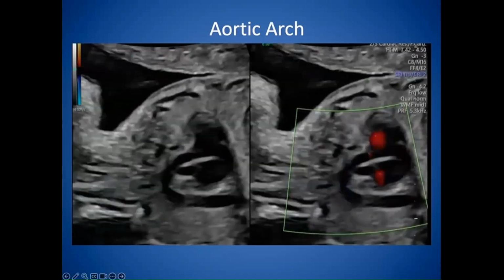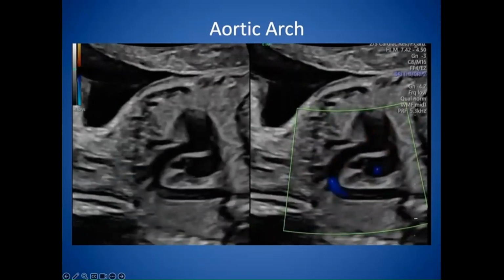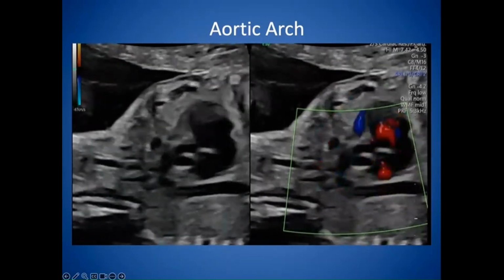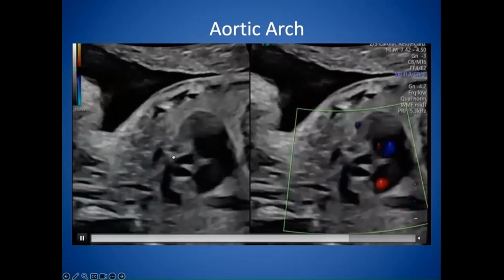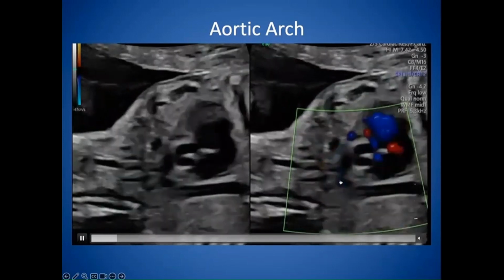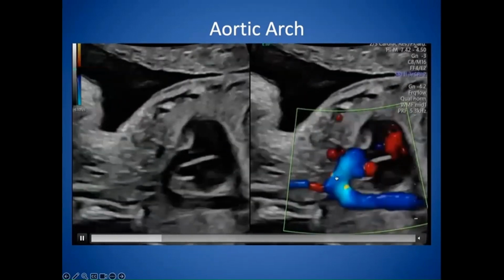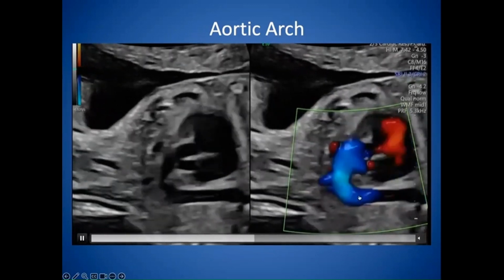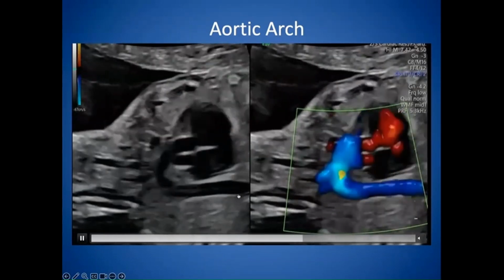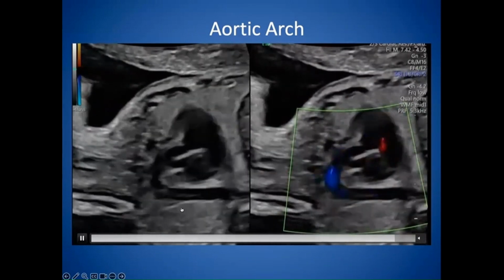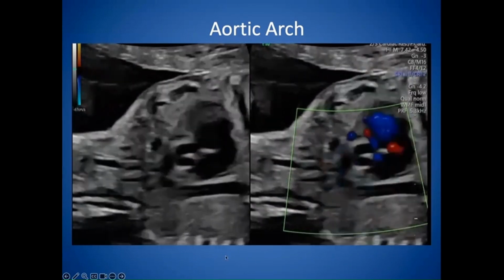Here, just a real-time image showing, again, color. Look at flow throughout that arch. You definitely want to put your sample gate in the area you see those lighter hues, because that's the area of the fastest moving blood or your highest velocity. But again, always make sure you evaluate that aortic isthmus, which is just past those head and neck vessels.